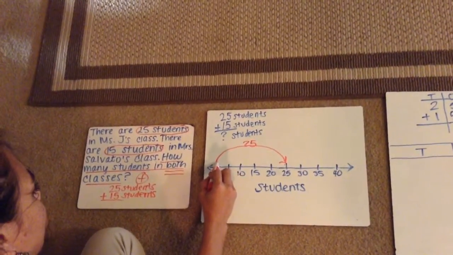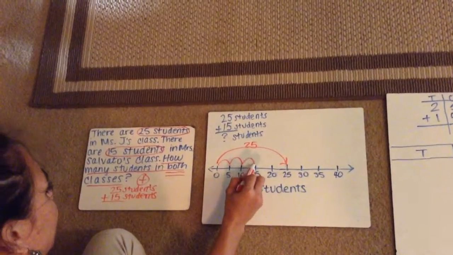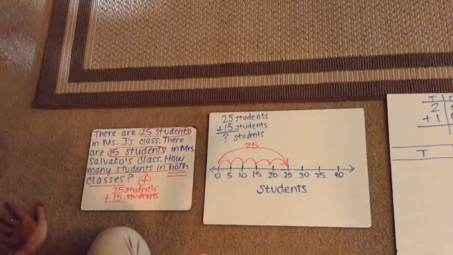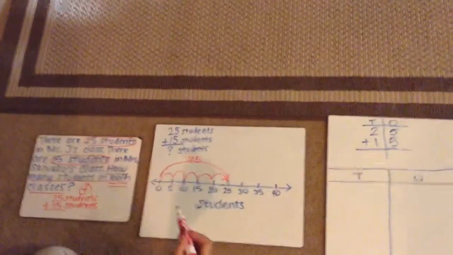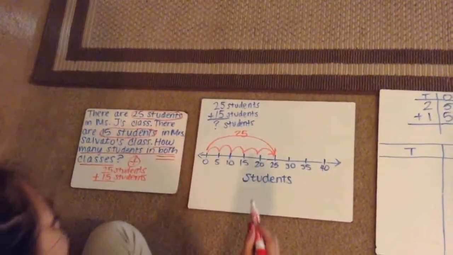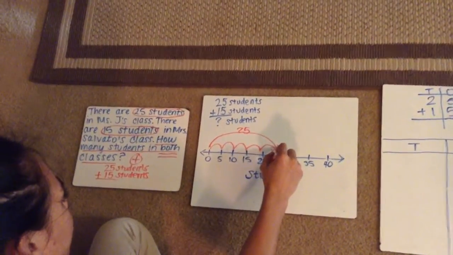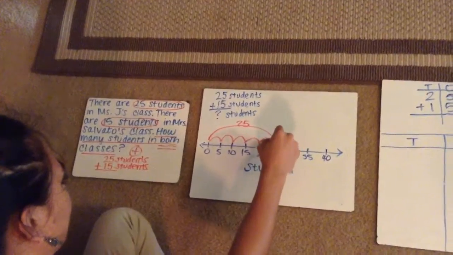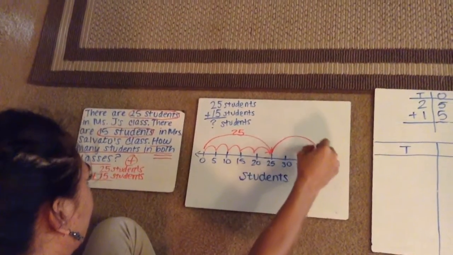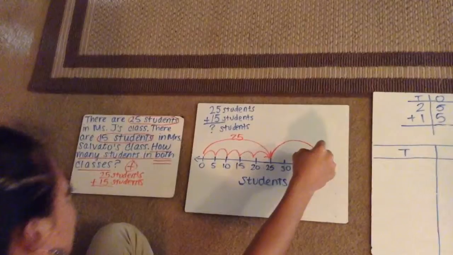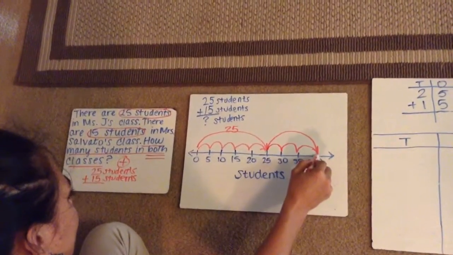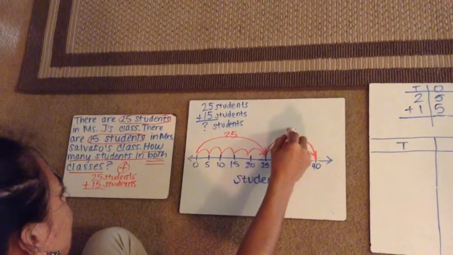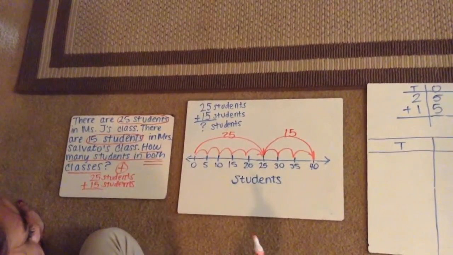Let's double check ourselves. 5, 10, 15, 20, 25. Okay? Now we have to add to this 15 students. So we put our pen back on 25 and we jump 15 spaces. Let's double check to make sure that's 15. Skip counting by fives. 5, 10, 15. So this indicates our 15.